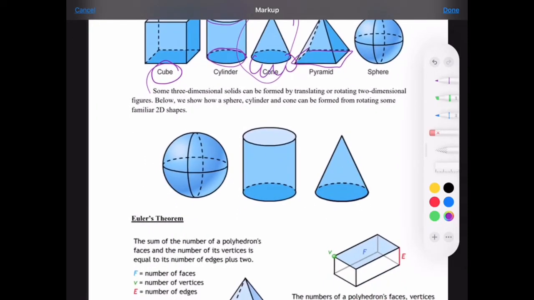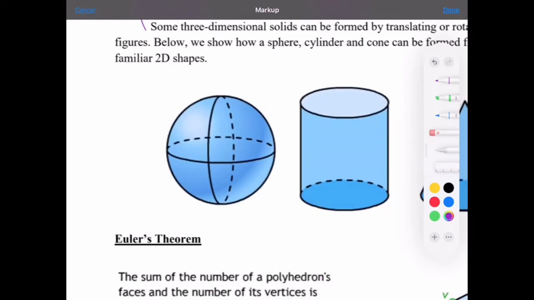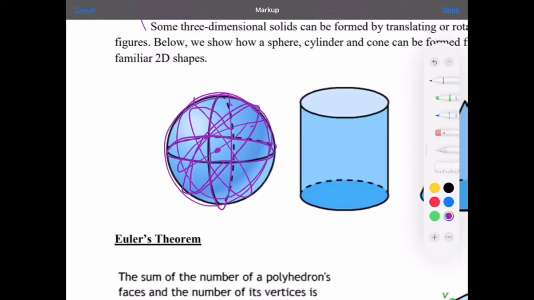This statement says some three-dimensional solids can be formed by translating or rotating two-dimensional figures. Below we show how a sphere, a cylinder, and a cone can be formed from rotating some familiar 2D shapes. All right, let's start with this sphere. So we have a circle, right? That's the center of the circle. And we rotate it around the center, and then we rotate a little more, and a little more, and a million times when we rotate it all the way around, we end up with a sphere. Okay? So that's one thing.